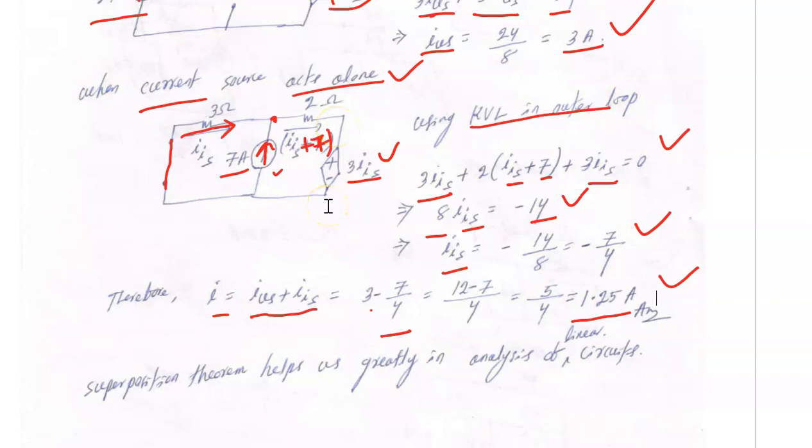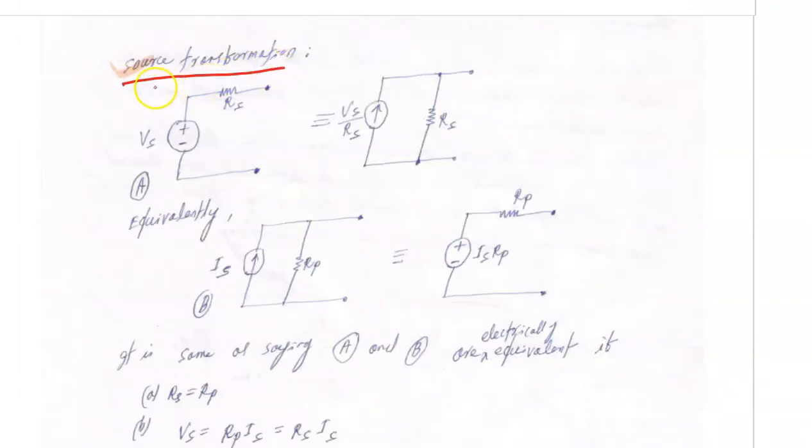Let us move to source transformation. Source transformation is a simple process. When you have a voltage source, you can transform it into a current source. How is it done? You transform a voltage source to a current source by dividing by the series resistor. So Vs upon Rs will be the current source Is, and connect the series resistor in parallel with the transformed current source. Simple.